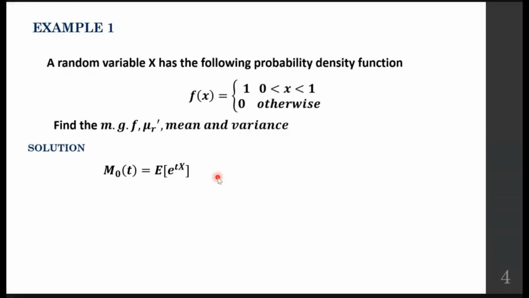So for a continuous random variable, the expected value will become integration of e raised to tx into f(x). If you are given a discrete random variable, then instead of integration, we will have summation.